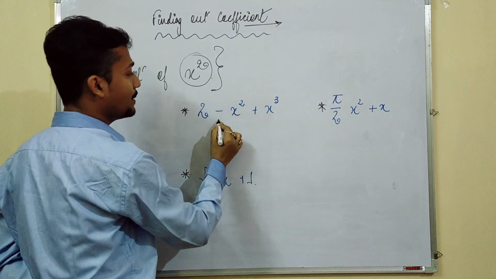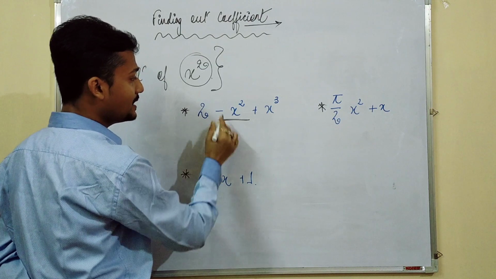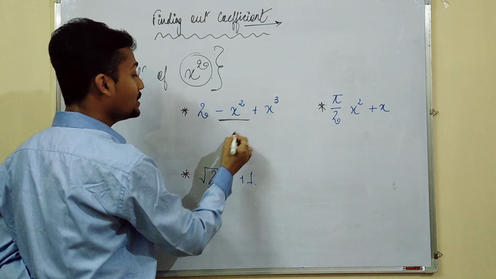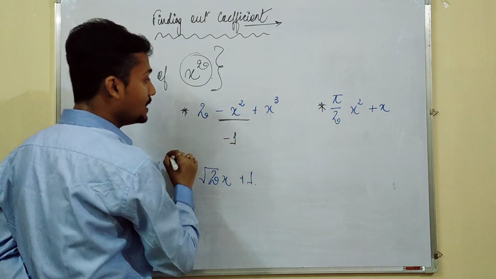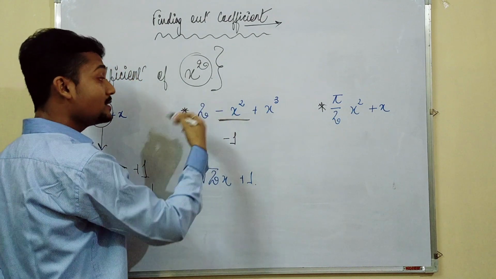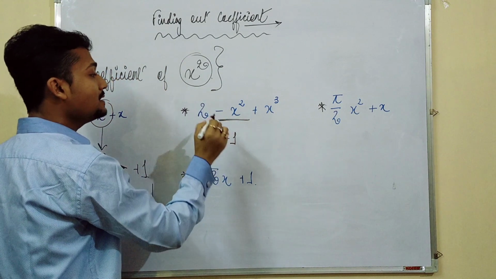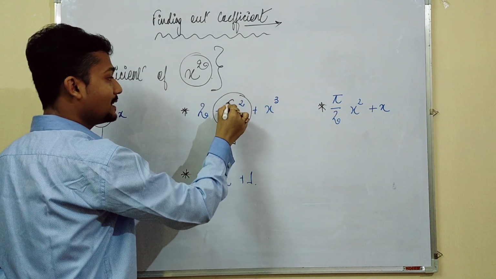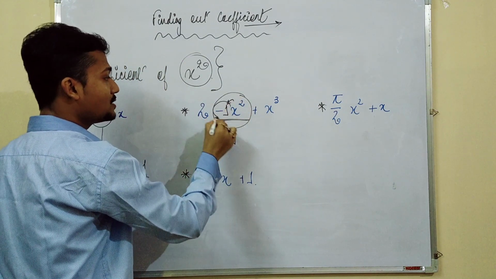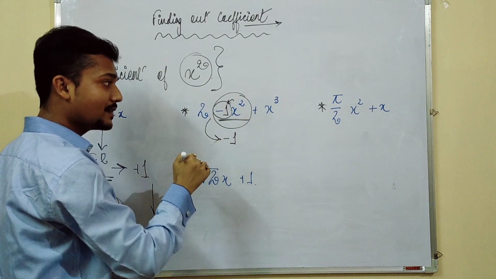Similarly here, this one is the x square, isn't it? Minus x square. So what will it be? It will be minus 1. The coefficient of x square in 2 minus x square plus x cube will be minus 1. That means here there is nothing, so there is 1. So minus 1 will be your coefficient of x square.